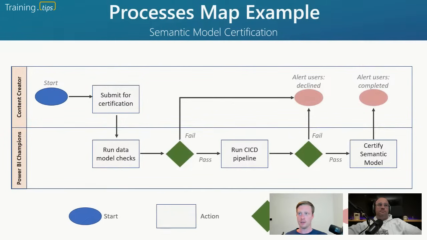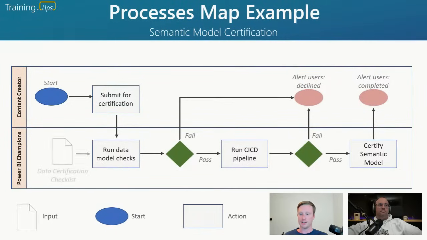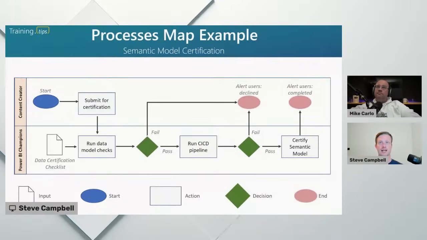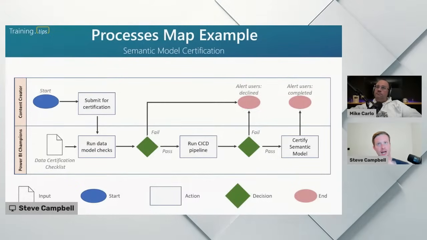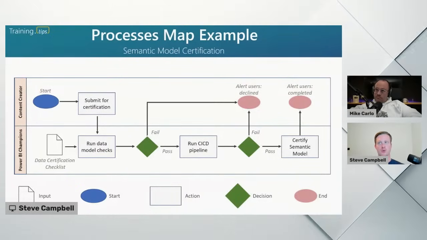So what we would do is I would actually add this input here. So into my process, I would say there is a specific document that I have to refer to called the data certification checklist. And that's how we run these data model checks. So it's good to put this in the process. So we know that for the data model check, we refer to this data certification checklist.